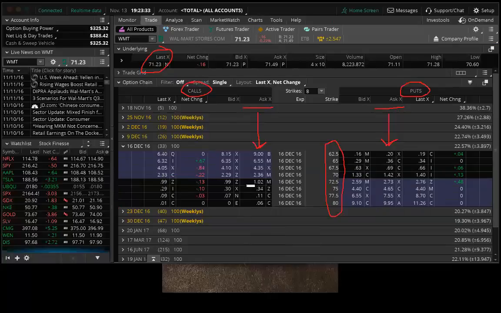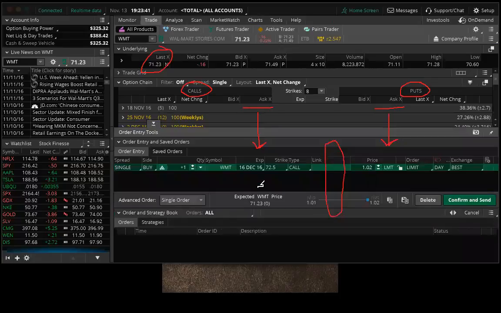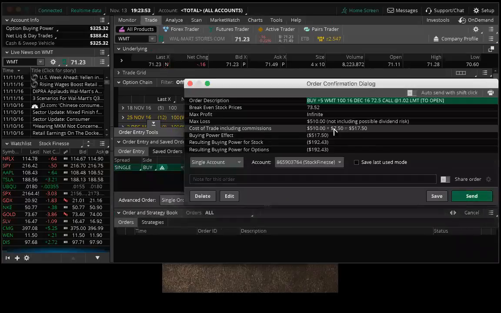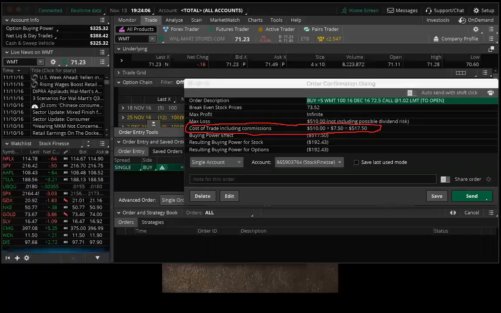Okay? So when you fake trade, all you have to do is click this. I want to purchase this. Okay? Let me clear this off. One contract is going to cost $102. I'll buy 5. I'll hit confirm and send. And you see in this bar right here, I'll circle it just to make sure. This is how much this trade is going to cost us. So that's all you have to do is hit confirm and send to purchase it.